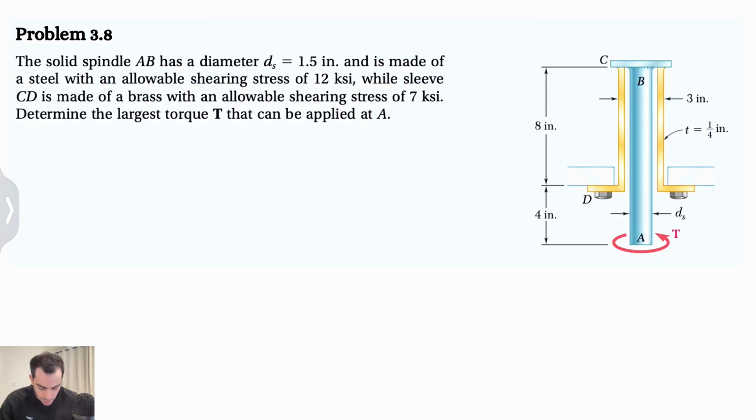And in this question, we see that the solid spindle AB has a diameter of ds. So we have this diameter ds, which is the diameter of the spindle. We know it's 1.5 inches and it's made of steel with an allowable shearing stress of 12 ksi, while the sleeve CD is made of brass with an allowable shearing stress of 7 ksi. And the question is asking us to determine the largest torque T that can be applied at A.